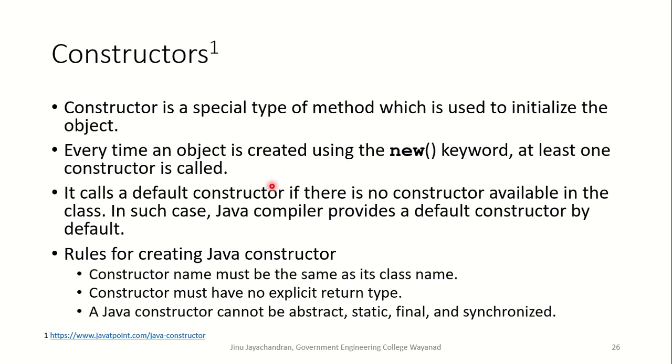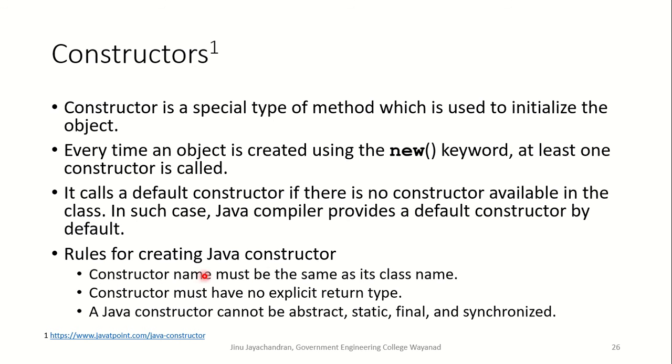So every time an object is created using the new keyword, at least one constructor is called. If the programmer hasn't defined a constructor, then the compiler will provide you a constructor called the default constructor, and the compiler will initialize those variables for you if the programmer hasn't written a constructor.